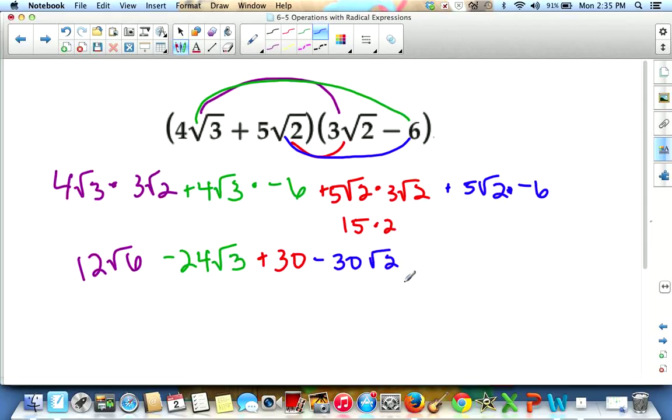Now, is there anything we can combine here? Square root of 6 can't be split up. Square root of 3 can't be. Square root of 2. Nope. They all look different. So guess what? This is our final answer.